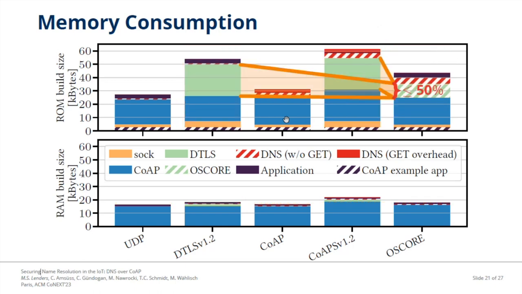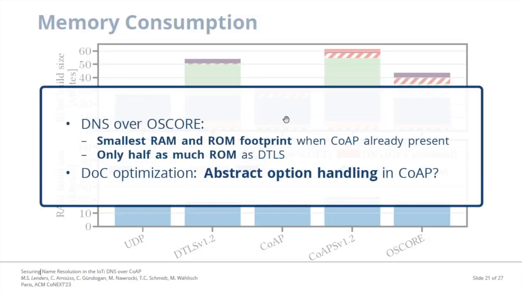and that is because it only uses 50% of what DTLS is using for its ROM, because it doesn't provide any additional message exchange, for example, for session establishment, because it just assumes that the keys are somehow pre-shared, or uses a key exchange protocol, which is also built upon CoAP. And all the message exchange happens in CoAP, so we can save a lot of ROM by using DNS over OSCORE. Yeah, and I summarized this on this part of the slide again.